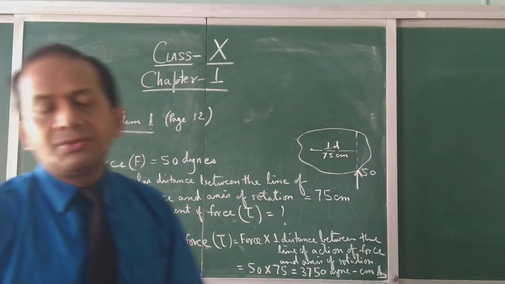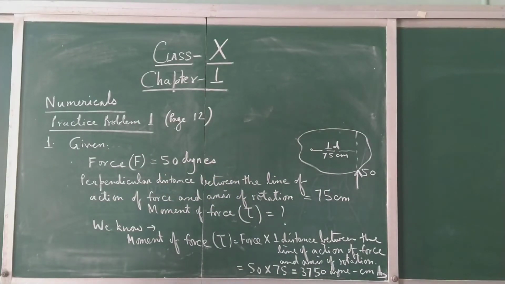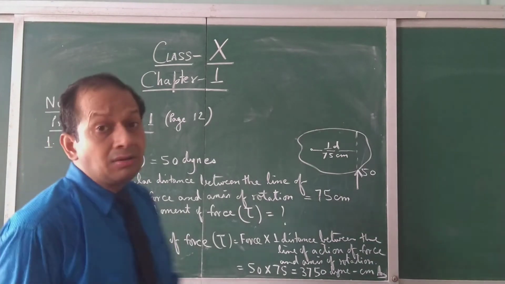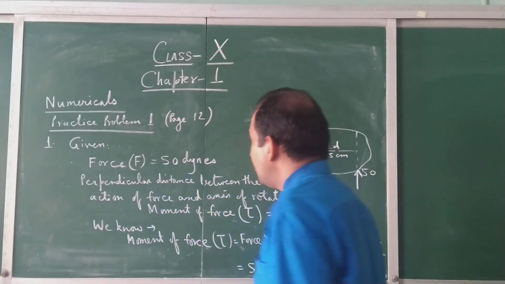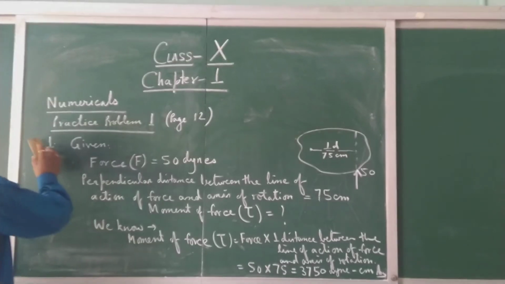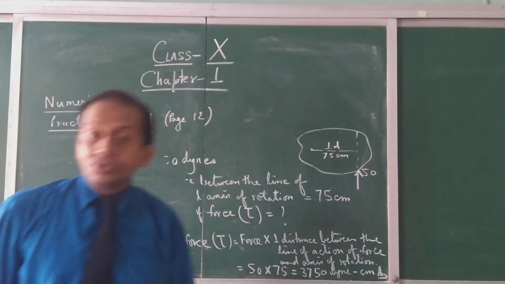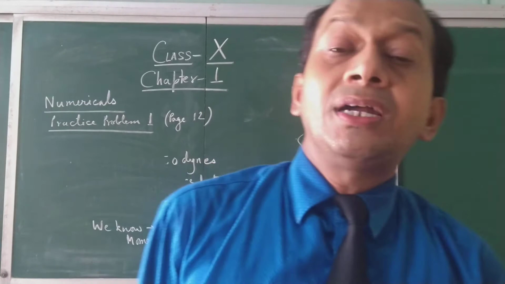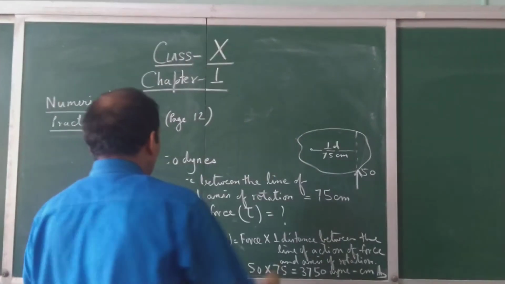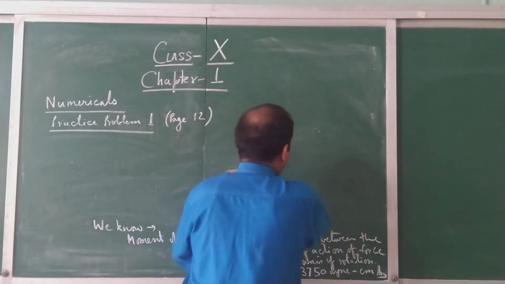Very simple, children, and you can easily do all these types of questions. One question has to be done on a couple. When a couple is given, as I told you, two equal and opposite forces whose lines of action are different form a couple.